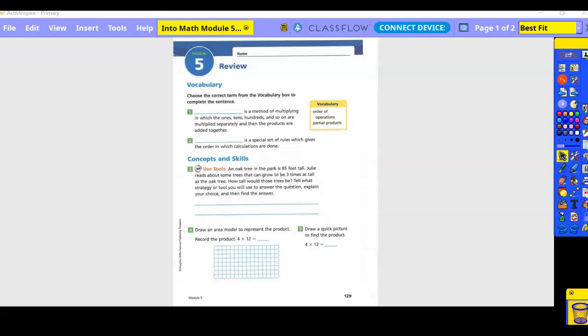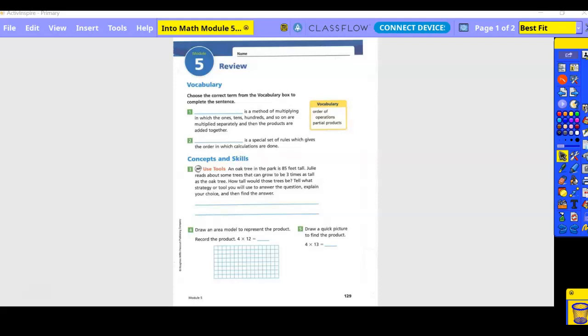Fourth grade Into Math Module 5 review. Vocabulary. Choose the correct term from the vocabulary box to complete the sentence. Blank is a method of multiplying in which the ones, tens, hundreds, and so on are multiplied separately. And then the products are added together.